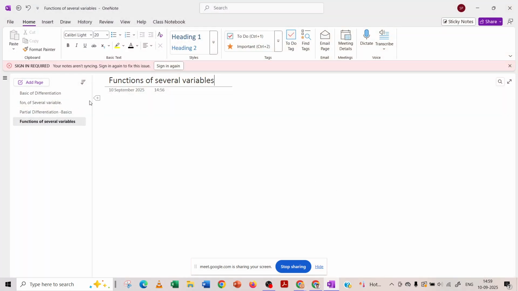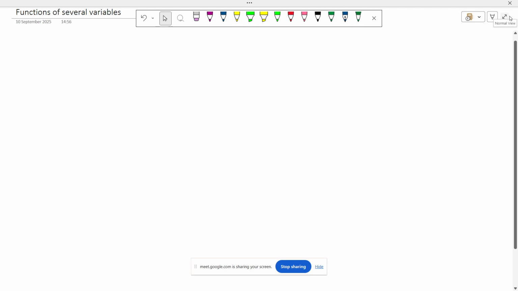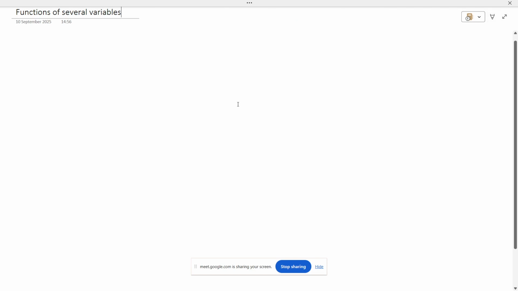So in the class, we are going to discuss a few additional problems in functions of several variables. Quick recap on this.